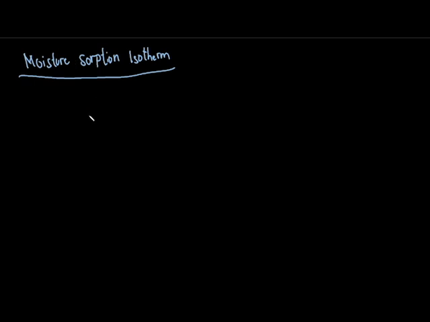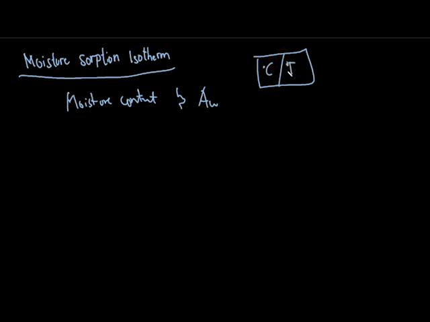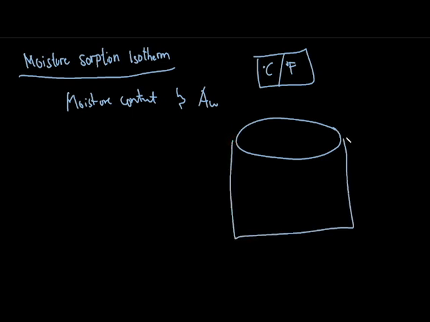Moisture sorption isotherm describes the relationship between moisture content and water activity of a food product at a defined temperature. The simplest way to prepare a sorption isotherm experiment is by exposing a food product in a closed container wherein the relative humidity inside the container is set at a constant level.